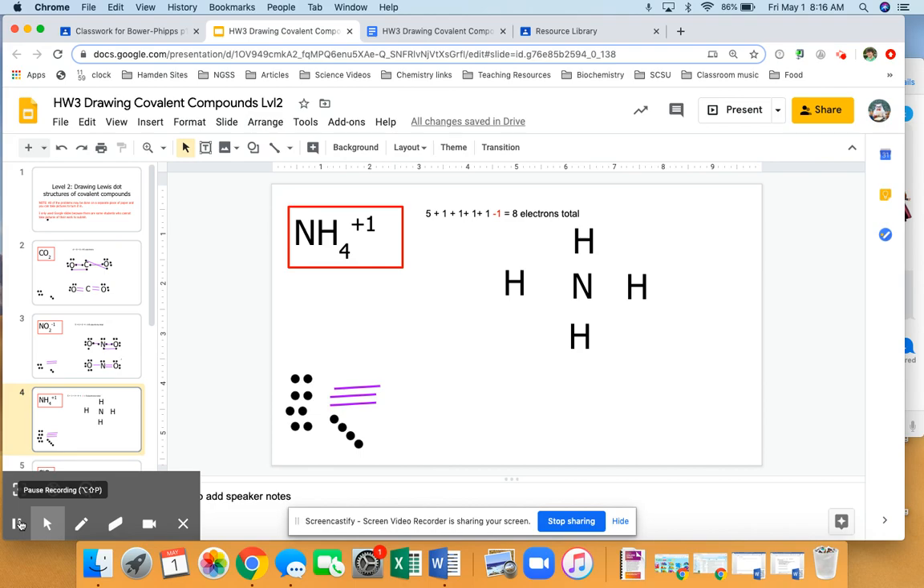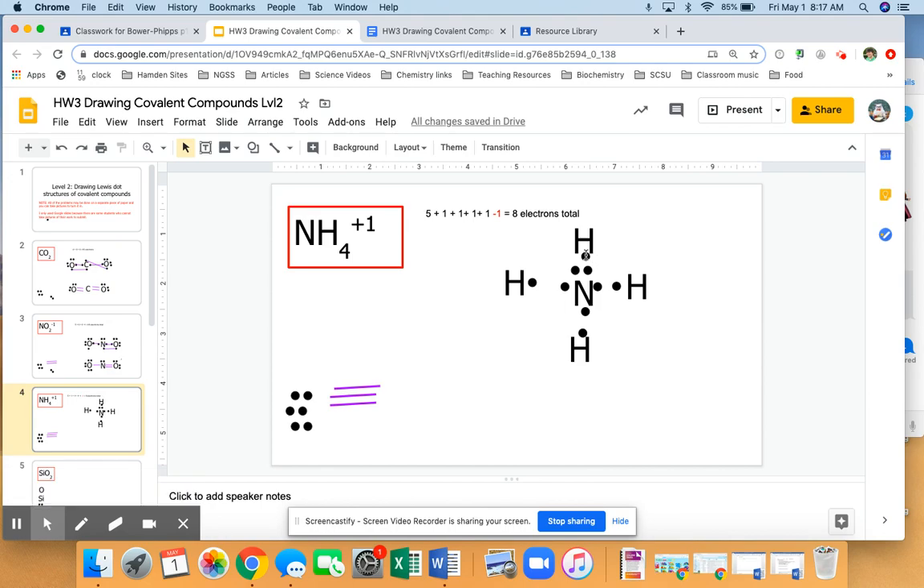All hydrogens have 1 electron. I'm going to put those in now. All my hydrogens have 1 electron. Nitrogen should have 5 electrons. I'm going to put those in now. Okay, so my hydrogens each have 1 electron, and my nitrogen has 1, 2, 3, 4, 5. But remember, we should just have 8 electrons total.